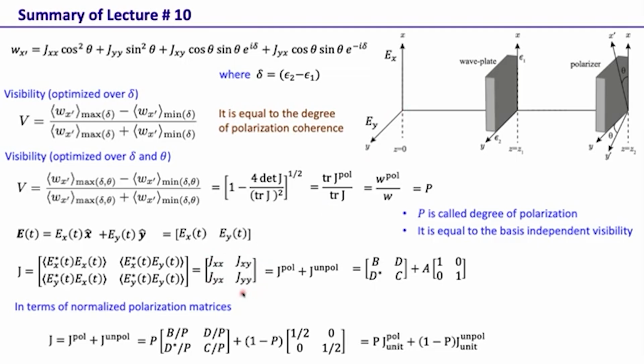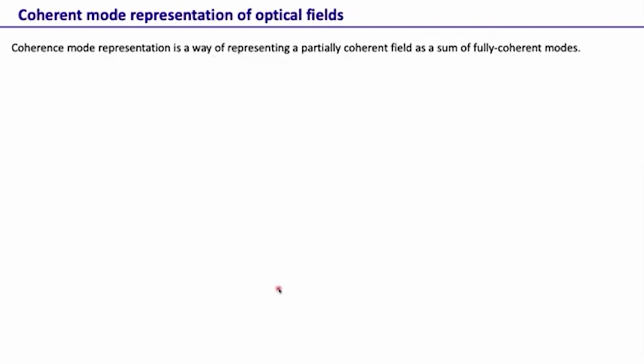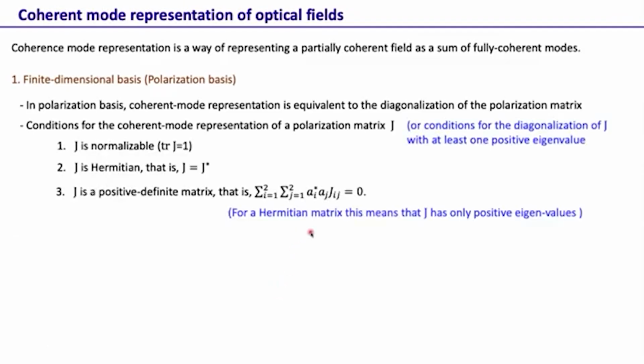Now suppose we rotate this and it goes to some other basis x prime y prime so that it is diagonal, but the diagonal elements will still represent the intensity in the rotated basis. And these intensities for a physical field can never be negative. So that's why this condition is needed, that J has to be a positive definite matrix. That means its eigenvalues have to be positive. They can also be 0, but they cannot be negative. That's why positive definite matrix.